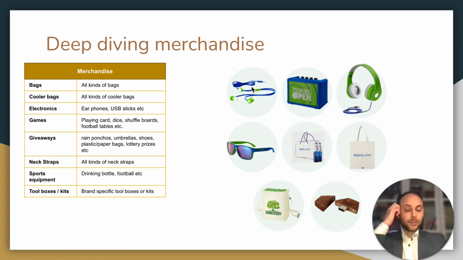But it can be something like earphones, it can be this kind of music box, for instance, if your brand is all about the music. Headphones as well, some bigger ones here, or even sunglasses. I've also received some sunglasses myself, for instance, when I was at a festival. It can be these kinds of bags, cooler bags, or USB sticks. So all kinds of different ways that you can give out merchandise. All kinds of different items that you can give out as merchandise are within this category of POSM, and these are just a few examples of it.